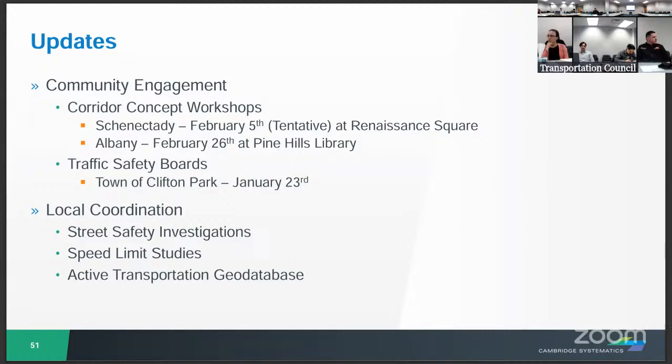In terms of local coordination, Matthew's talking about street safety investigations and speed limit studies. Congratulations would be premature for Chris in Schenectady, but glad to see that happening. And we are following up with our other communities as well to get those across the finish line. Our active transportation geodatabase, we have incorporated all the feedback, and that will be reposted on our website, on our online map, for everyone to view again. And just as a reminder, we're using that as a reference when we're developing the recommendations for those street safety investigations.